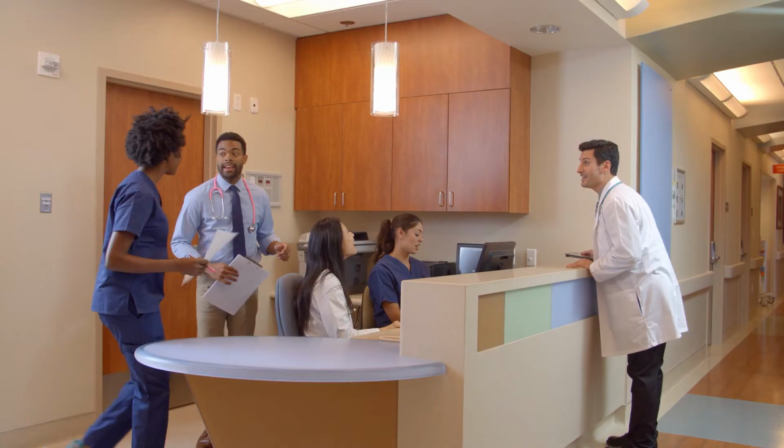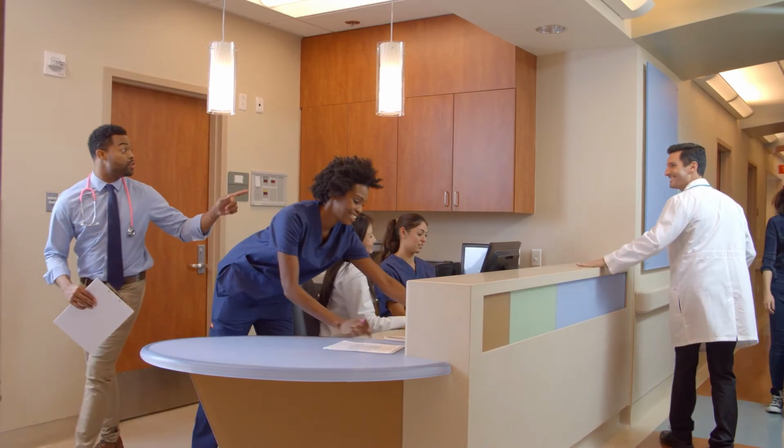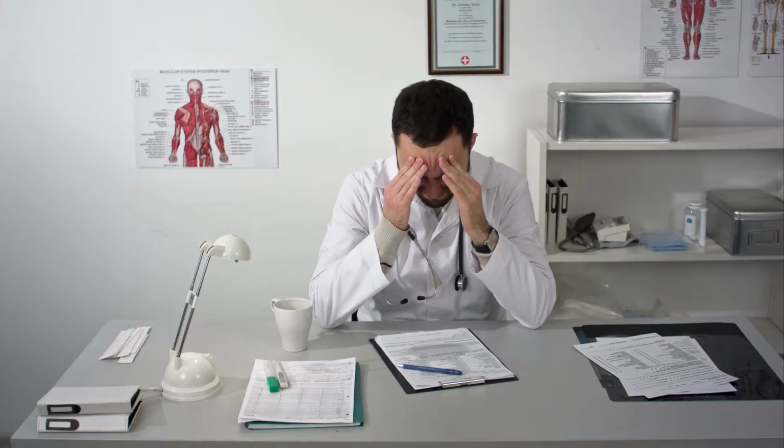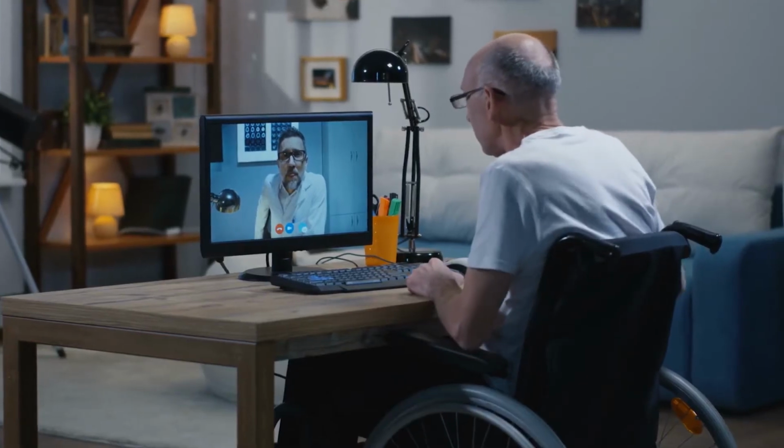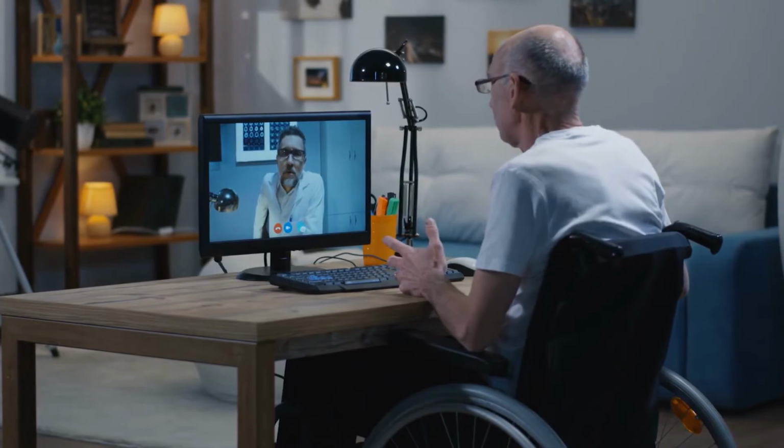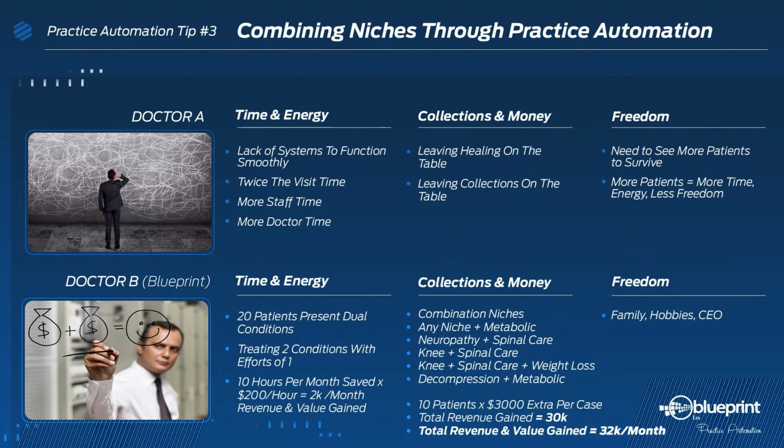I mean, we had probably at one point 5, 6, 7 people just on the rehab floor, just controlling the neuropathy stations that the patient had to go through in the office. Now, 90% at home. We don't have to worry about that. So look at Dr. A, trying to combine niches in the old analog system that has a lack of systems to function smoothly: twice the visit time, twice the staff time, twice the staff, and more doctor time involved in that.